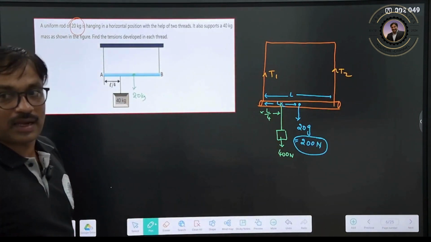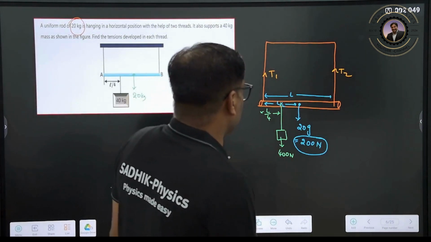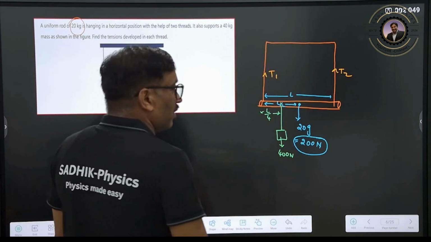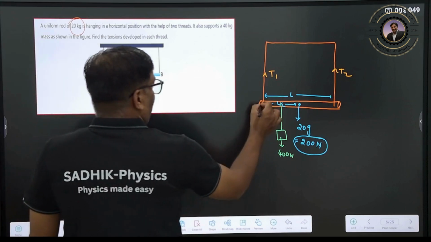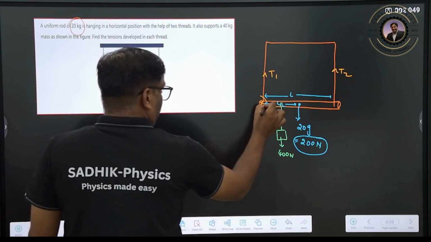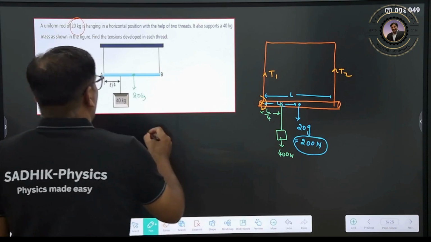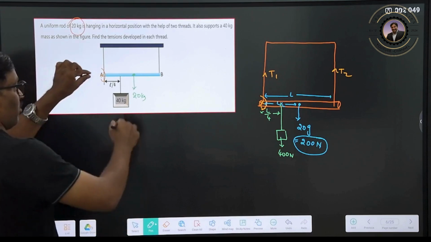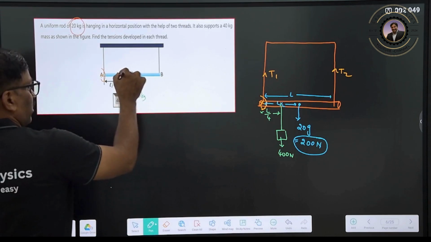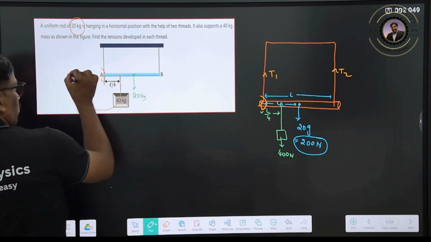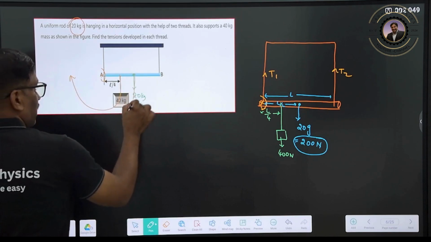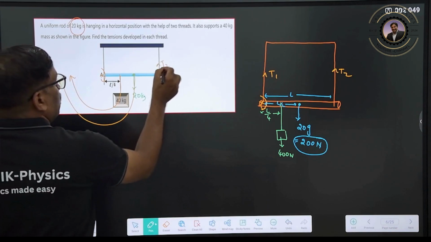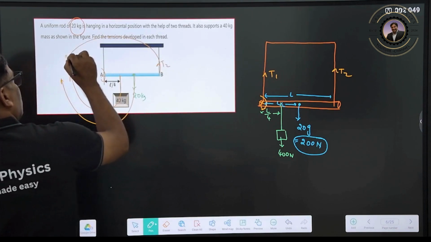If you want to calculate this type of question, it is very easy. First you write the downward force and upward force, which are equal, very simple. Then calculate the moment of torque at any one of these points. Suppose at this point A we want to calculate the torque. Here this 40 kg is making the rod rotate like this, and this 20 kg is also making it rotate like this. And the tension T2 is making it rotate like this.